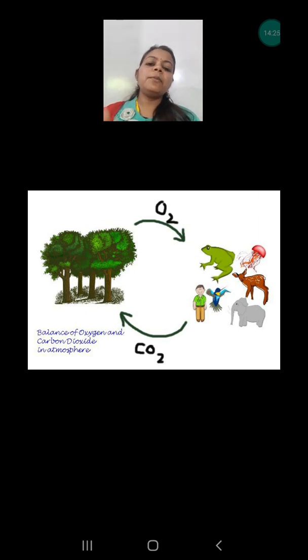So to maintain the balance, the right amount of plants and animals should be there. Same amount does not mean that for 5 human beings and 5 animals there should be 5 plants. No, the number of plants or trees should be that which gives sufficient oxygen, which is needed by all the animals and human beings present. So this should be maintained to maintain the balance of nature.